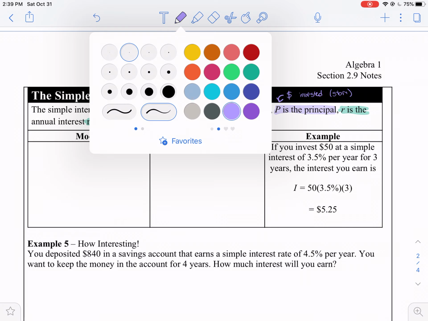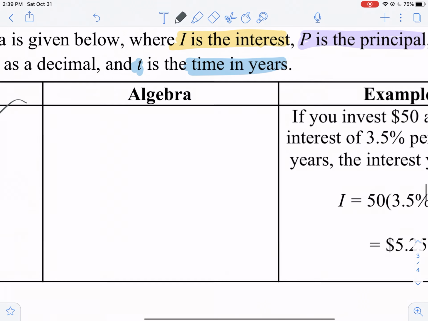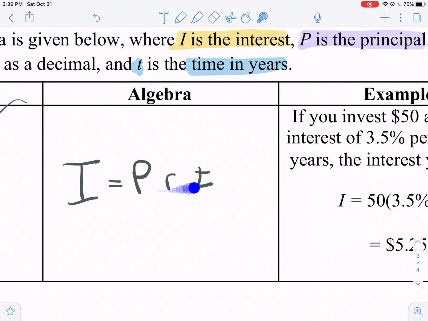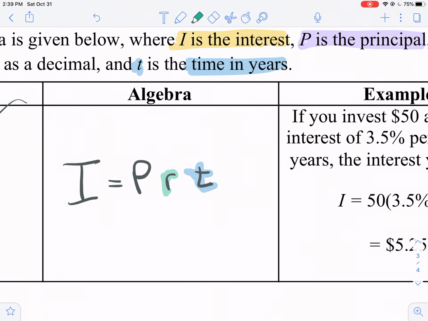I'm not going to put a model. I'm sorry, I should have taken that out. But the formula, we say the interest equals your principal times your rate times the time. Isn't it pretty? Okay, so these are all multiplied across. Time times the rate times the principal, your initial, what you start out with, equals how much interest you will earn.